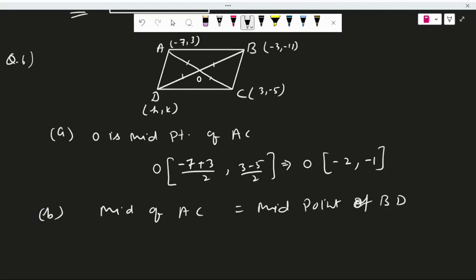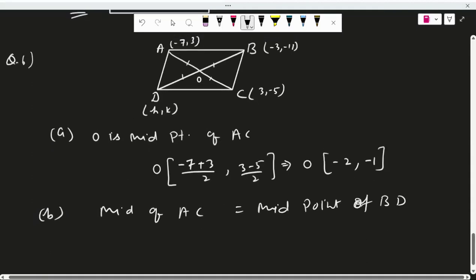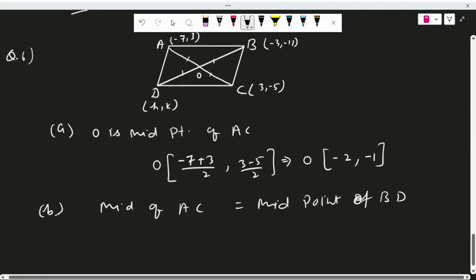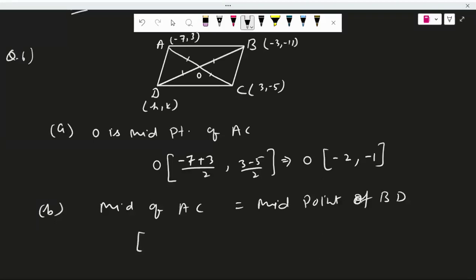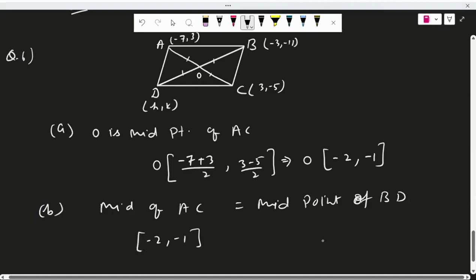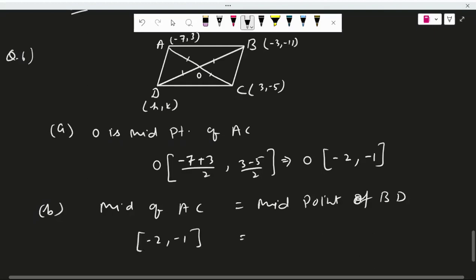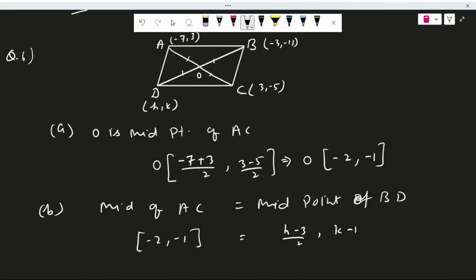Because diagonals of a parallelogram bisect each other, the midpoint of AC will be the midpoint of BD. The midpoint of AC is (-2, -1). Can you tell me what the midpoint of BD will be? It is ((h minus 3)/2, (k minus 11)/2).